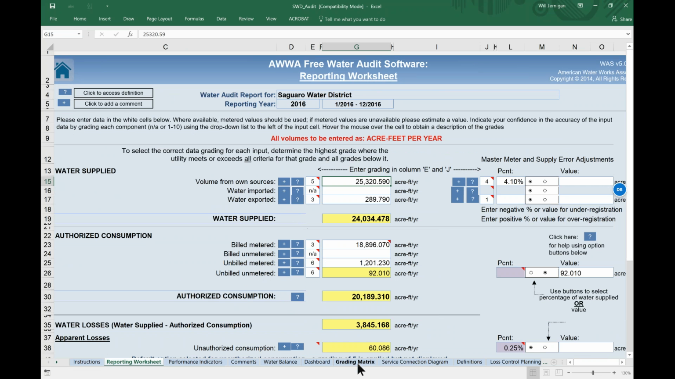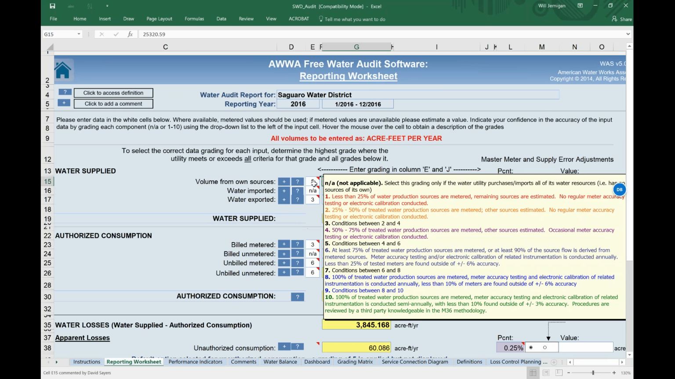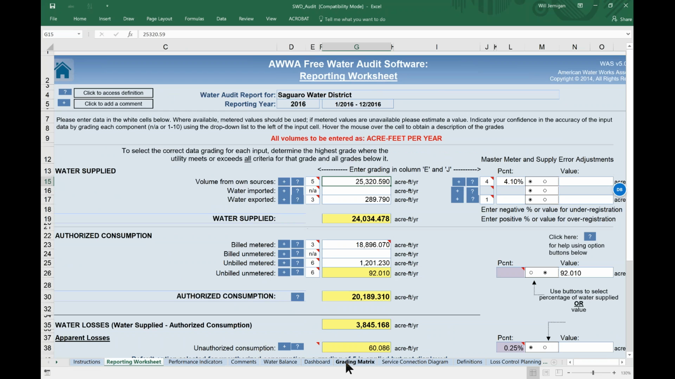It is also in a tab called the Grading Matrix tab. So this is a spot you can go to read those in their own tab. There is a lot of information there because it has all of the criteria for all of the inputs, and that's why it's called a matrix.